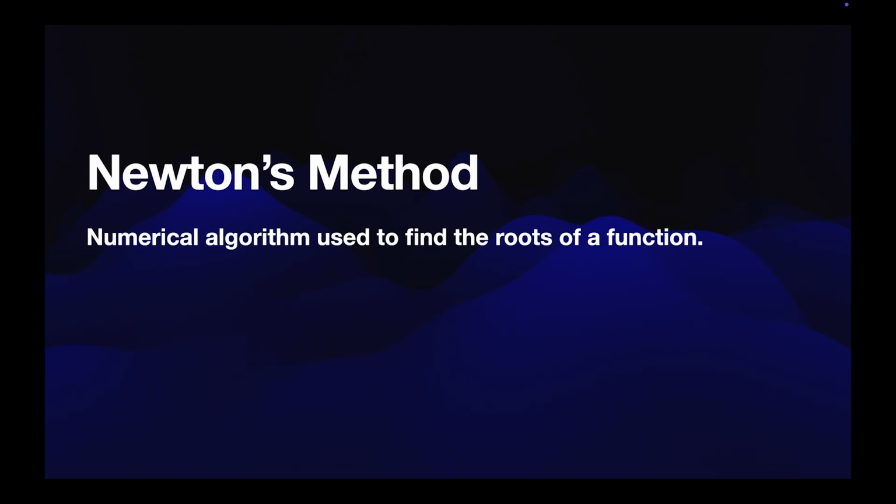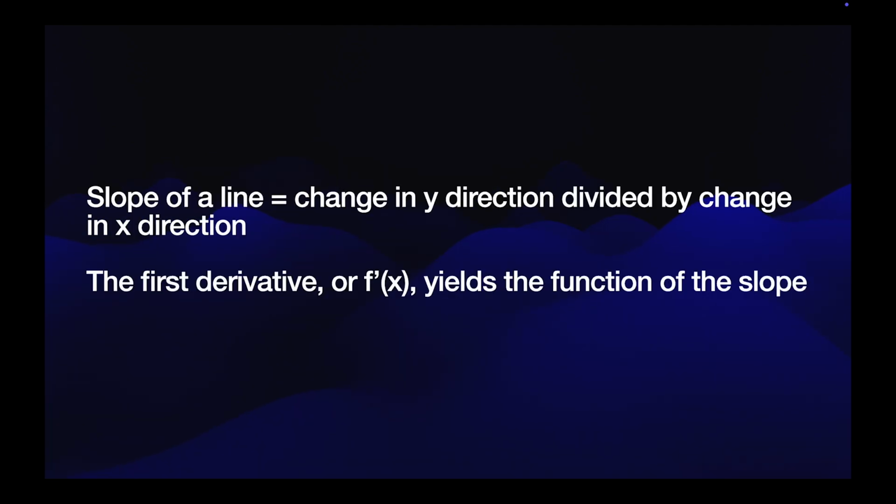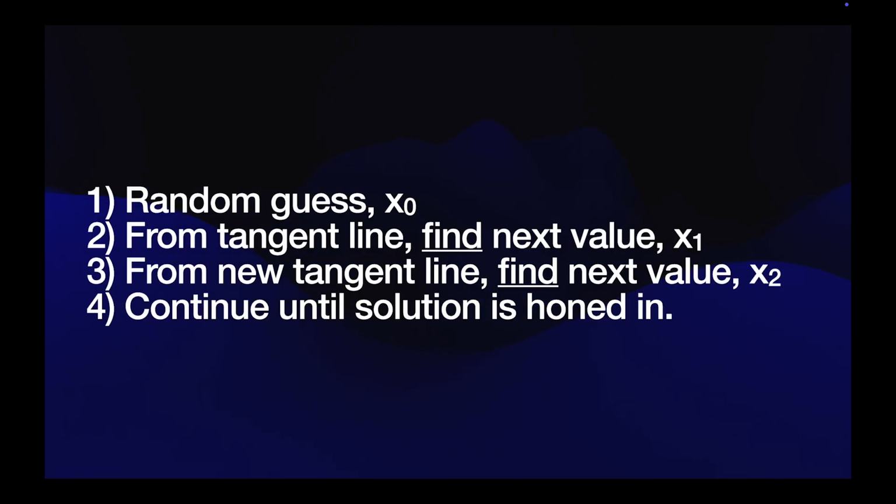Using Newton's method to find the roots of a polynomial is really rather straightforward. We'll be using the definition of the slope and explore the usefulness of the first derivative. Here are 4 easy steps.